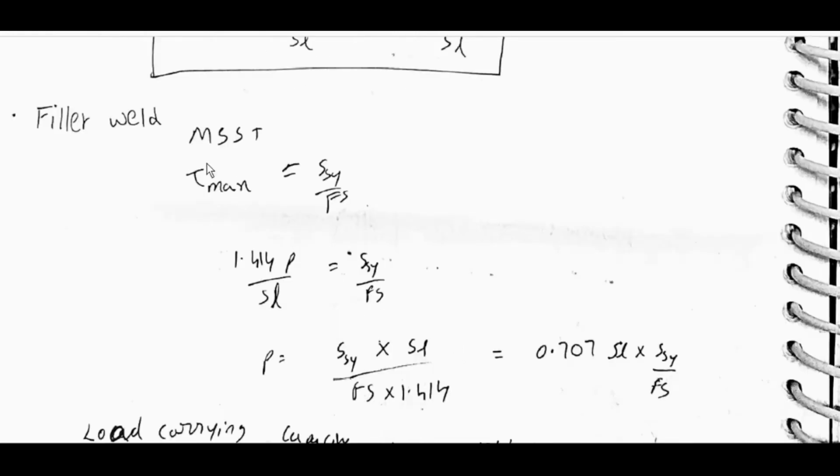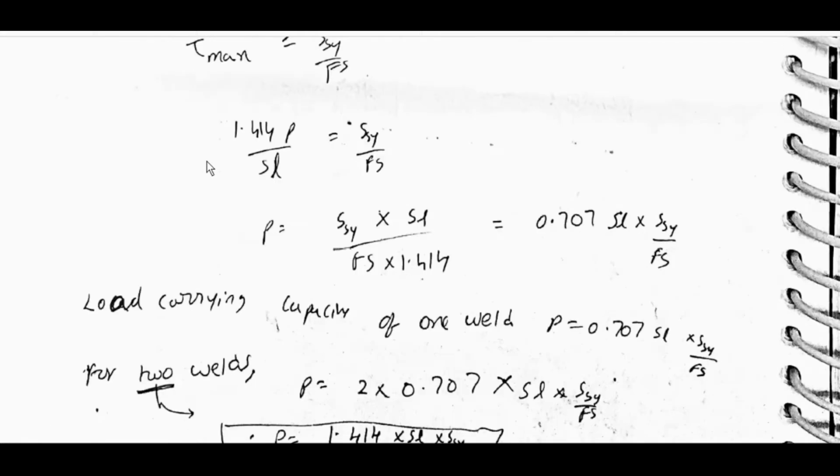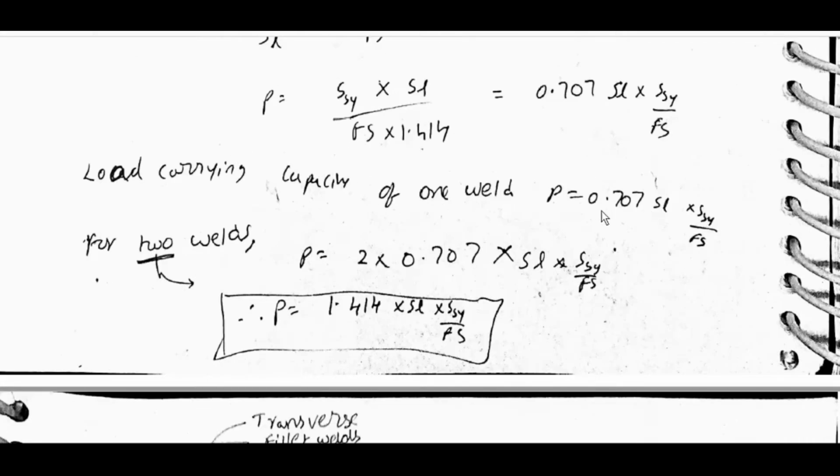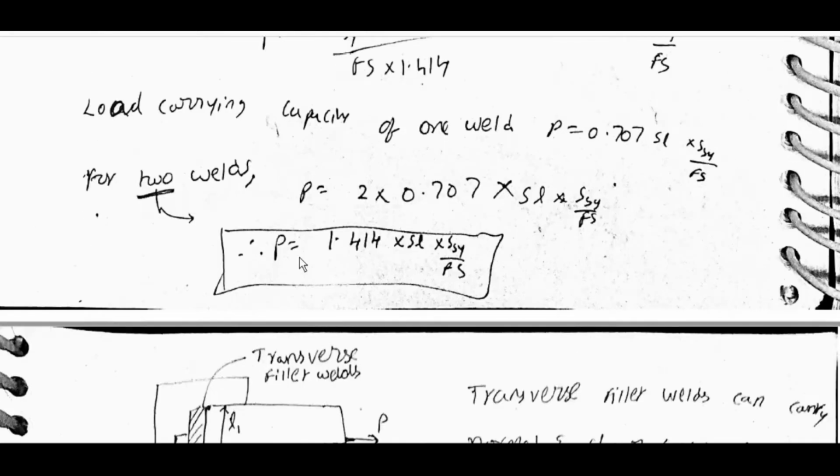Fillet weld, maximum shear stress theory: tau max is equal to 1.414 P by SL is equal to SSY by Fs. P is equal to SSY into SL by Fs into 1.414 is equal to 0.707 SL into SSY by Fs. Load carrying capacity of one weld: P is equal to 0.707 SL into SSY by Fs. For two welds, P is equal to 2 into 0.707 into SL into SSY by Fs, P is equal to 1.414 into SL into SSY by Fs.